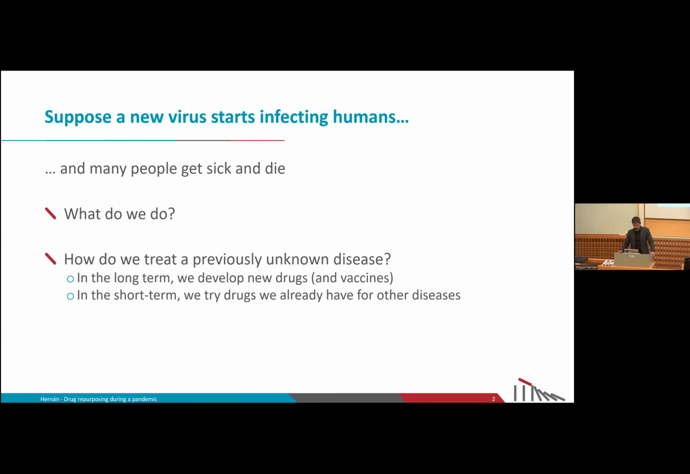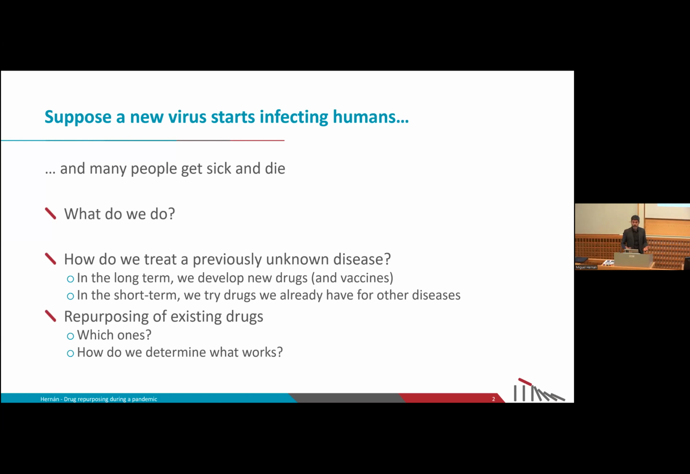The obvious answer to these questions on how do we treat a previously unknown disease is, well, in the long term, we have to develop new drugs and vaccines. And in the short term, we had to check whether the drugs that we already have that work for other diseases also work for this new one. And that is the repurposing of existing drugs.